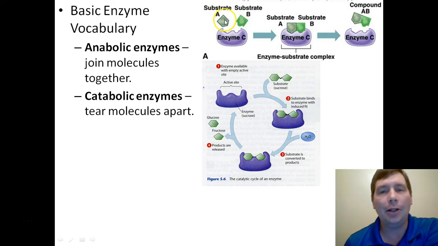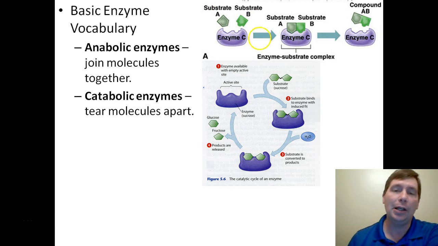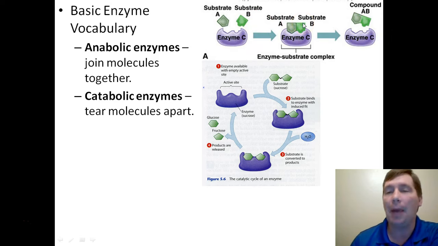An anabolic enzyme is an enzyme that'll take two things and put them together. Now, in your last video, we talked about macromolecules, and macromolecules are made out of monomers. Well, all the macromolecules in your body are made by an enzyme. There's an enzyme that will take two of these monomers and put them together to make the macromolecule. So that is an anabolic enzyme.